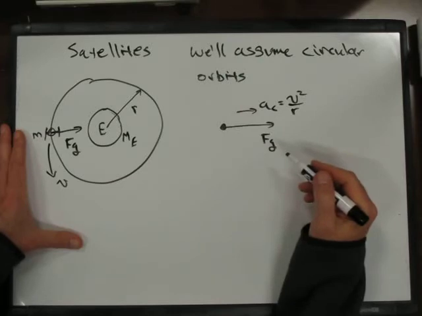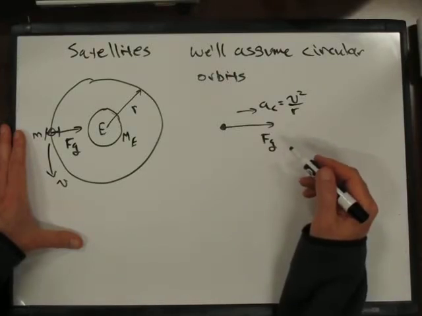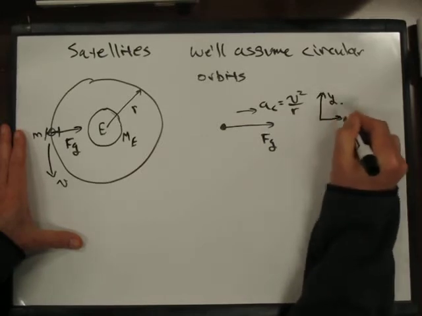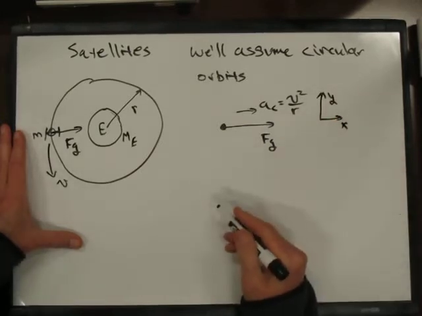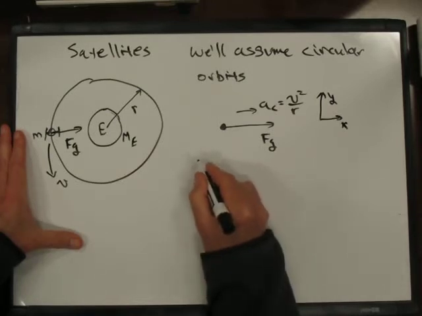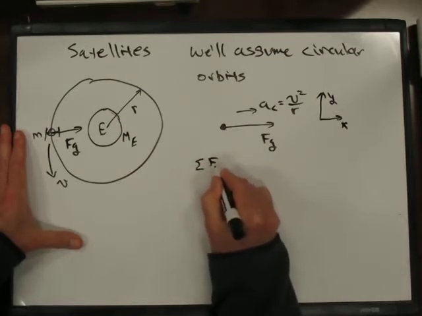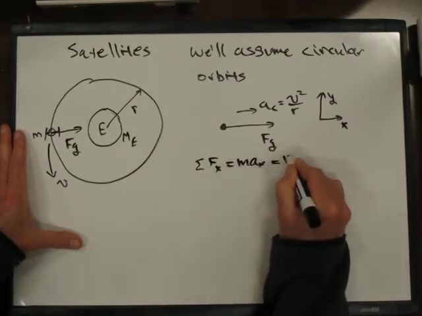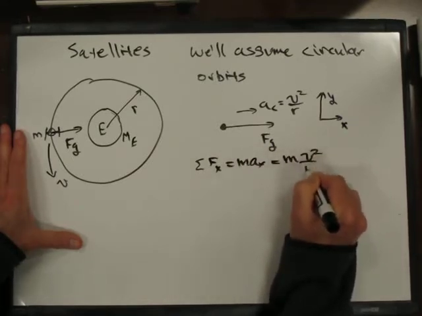And so if this is a free body diagram, what does our coordinate system look like? Figure that out. So it looks like that, right? We can pick it that way. And then we can say, look, the sum of the forces in the x direction equals m a sub x. That's just m v squared over r.